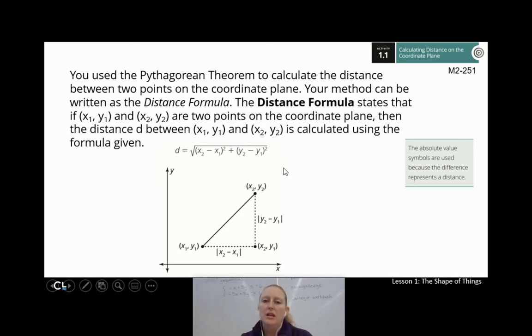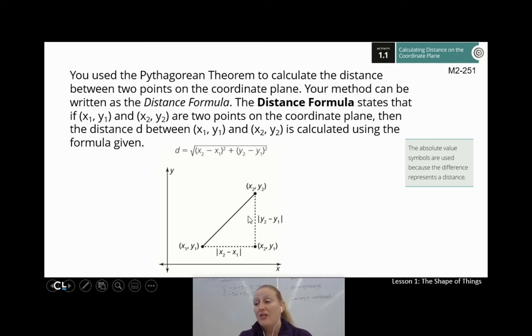Here's the deal. This is a version of the Pythagorean theorem. Okay? If you find the difference between your x's, that will tell you the length of this, right? If I want to know how far it is from here to here, I would subtract my x coordinates, and that would tell me that length. That's like your a squared. Do you see that? Subtract your x's and square it. There's your a squared.